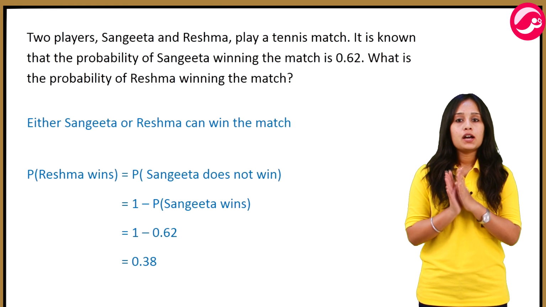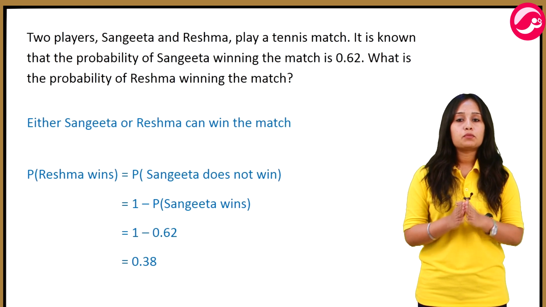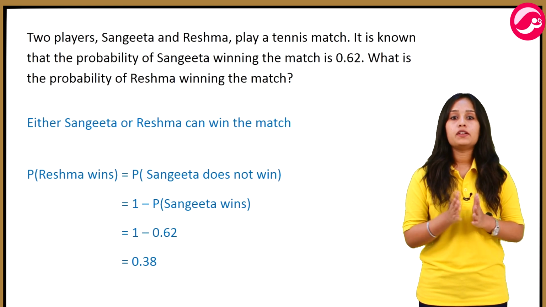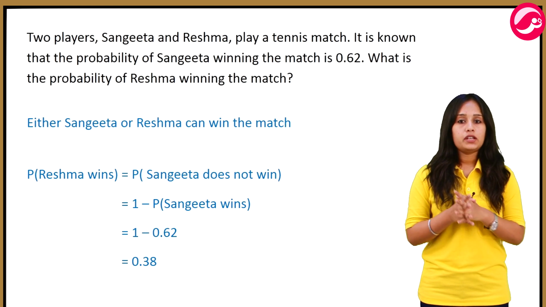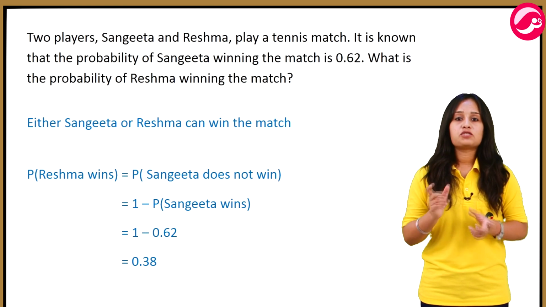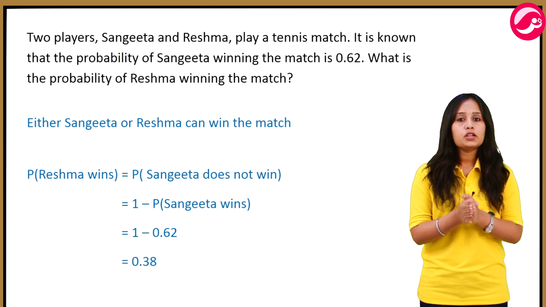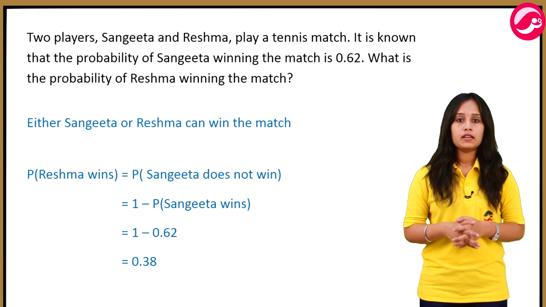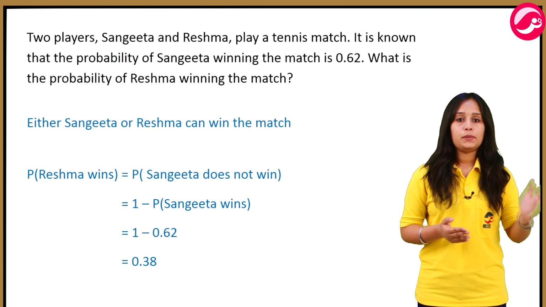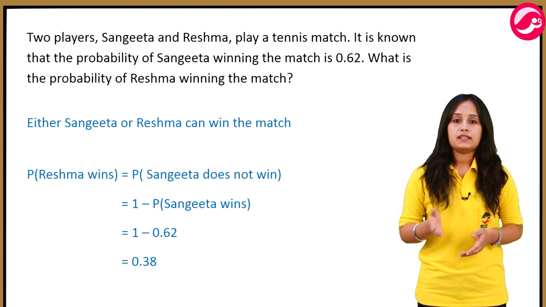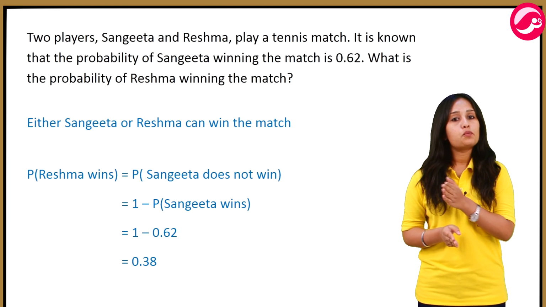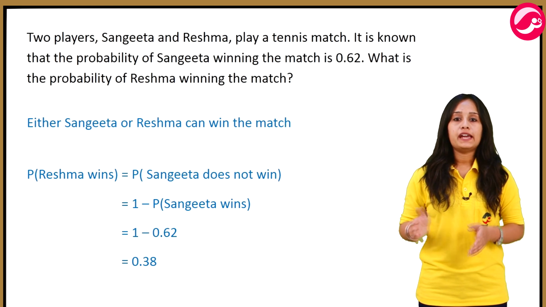Now, the next problem says that two players, Sangeeta and Reshma, play a tennis match. It is known that the probability of Sangeeta winning the match is 0.62. So, what is the probability of Reshma winning the match? Now, let S and R denote the events that Sangeeta wins the match and Reshma wins the match respectively. The probability of Sangeeta's winning is P of S, which is equal to 0.62, it is given to us. And the probability of Reshma's winning will be P of R equal to 1 minus P of S, as the events R and S are complementary. So, we can write this as 1 minus 0.62, which is equal to 0.38.